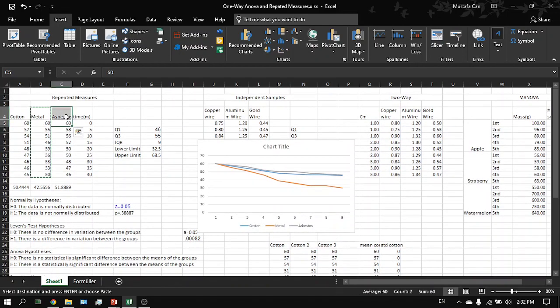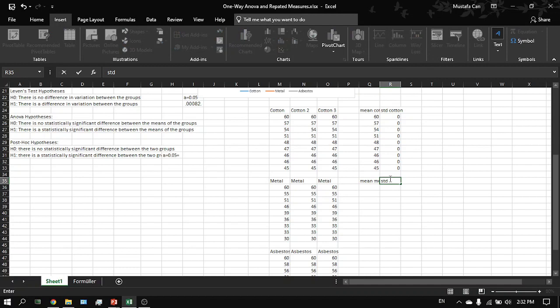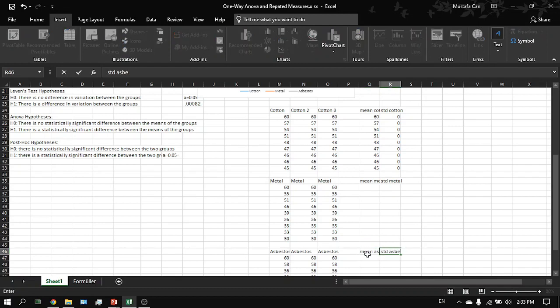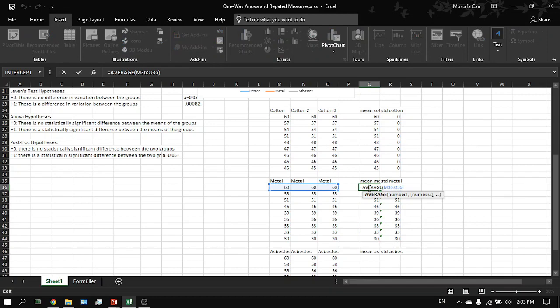You're supposed to have multiple measurements for it, but in this example we don't have them, so I'll put it like this. I just want to show how you would draw the graph of it properly. STD metal, mean asbestos, and STD asbestos. I copy the value from here. It doesn't copy the value, it copies the equation that I put in.